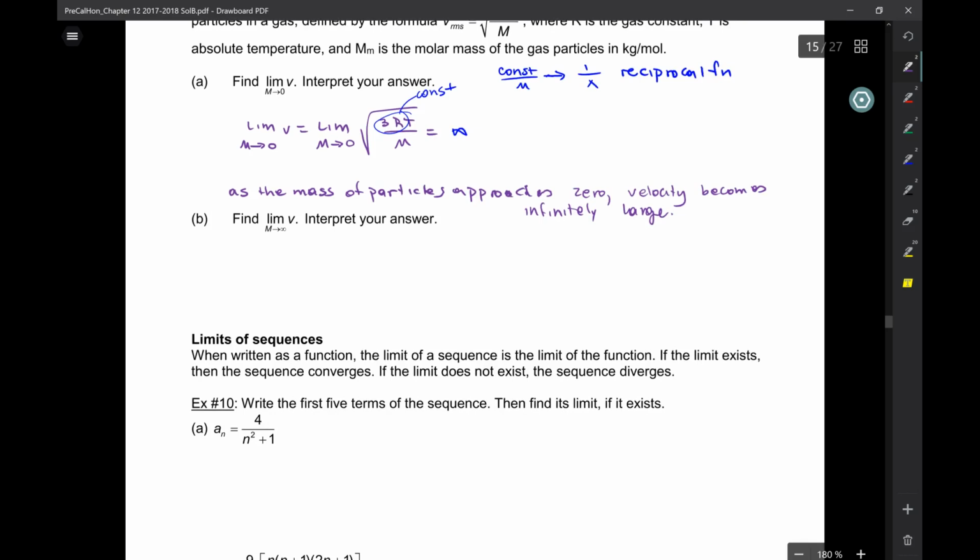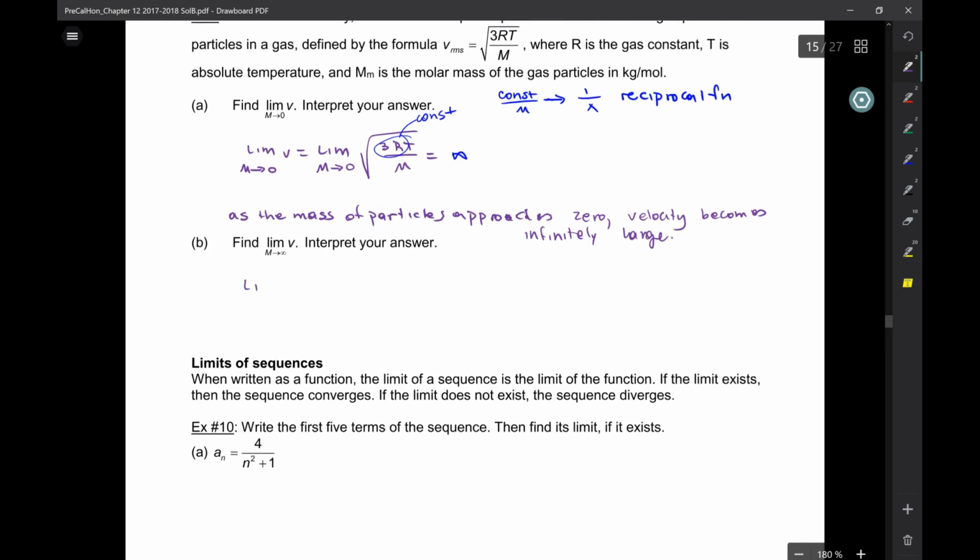Okay, so now how about as m approaches infinity? This is going to be the limit as m approaches infinity of 3RT over m. And as m approaches infinity, what is all this going to turn into? 0. Does that make sense that as the particles get super light, they're going to start moving very quickly? And if the particles get infinitely heavy, their velocity is going to be approaching 0. They're still going to be moving, but very slowly. It makes perfect sense, right?